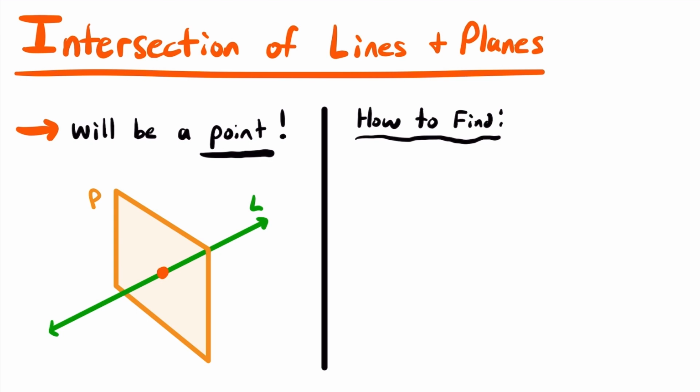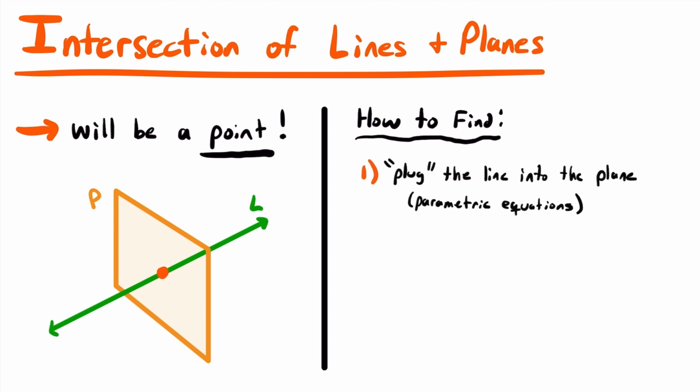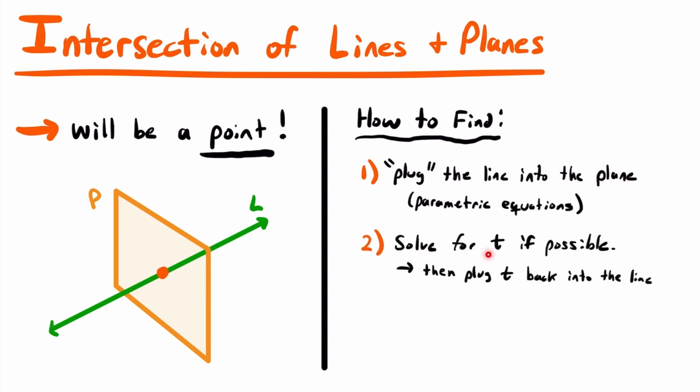And so here's how we're going to do that. The first step to finding that point of intersection is to plug the line into the plane. All right, and that sounds a little bit confusing, but what I mean by that is that you want to have the parametric equations of your line, where you have equations for x, y, and z, and you want to plug those three equations into the equation of the plane. And you'll see what I mean by that when we look at our example in just a second. But once you plug in those parametric equations of the line into the plane equation, what you want to do is then solve for that parameter t if possible. All right, if you can find a value for that parameter t, what you can then do is plug that value of t back into the parametric equations for the line, and that will give you the point of intersection.